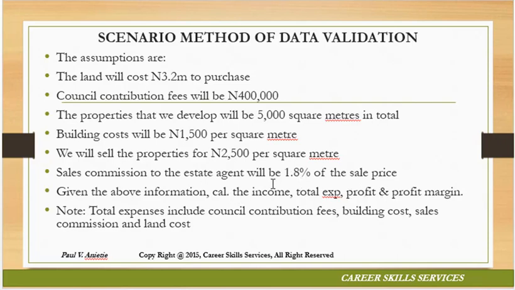Now, given the above information, we're expected to calculate the total income, the total expenses, the profit, and the profit margin, and whether there will be profit or loss. Note that total expenses include the council contribution fees, the building cost, the sales commission, and the land cost. They are all expenses to the investor.